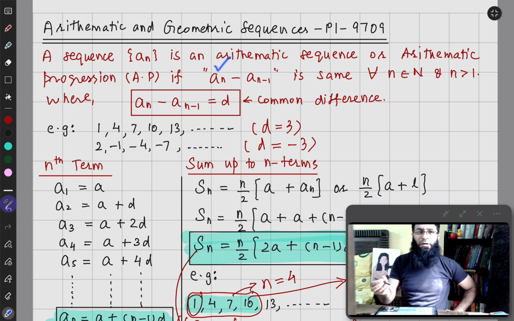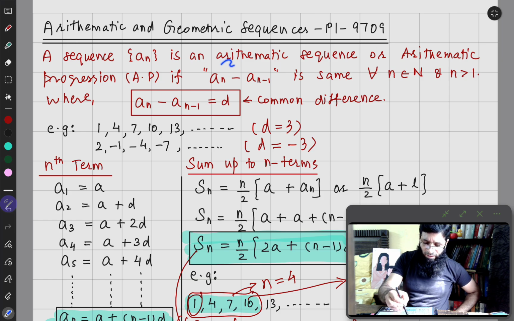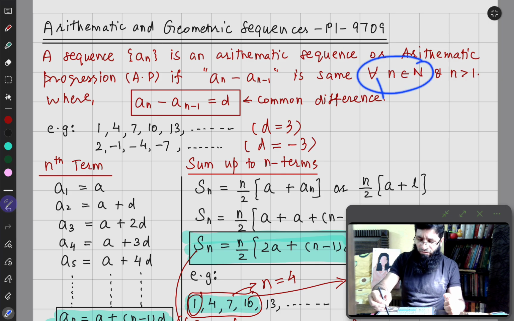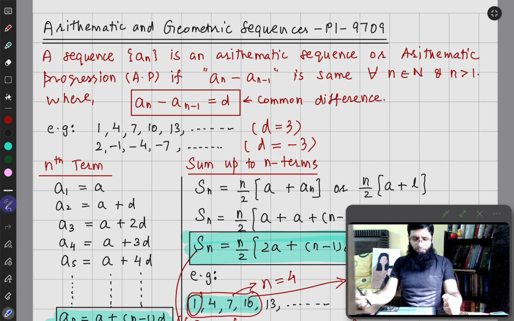So an can be any term, and an minus 1 will be the previous term. For example, if an is the 10th term, then an minus 1 will be the 9th term. Similarly, if an is the 20th term, then an minus 1 will be the 19th term. So the difference of any term and the previous term must be a same number for all natural numbers. This symbol means for all natural numbers.